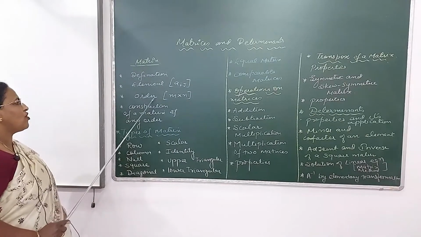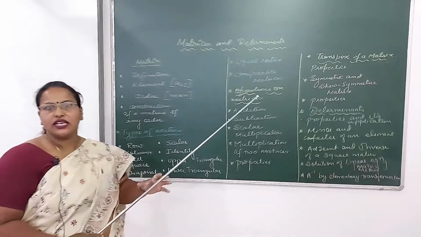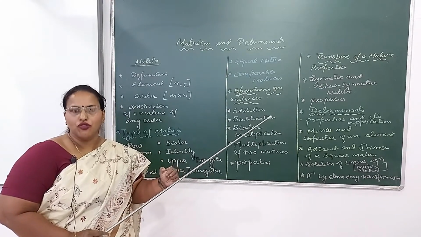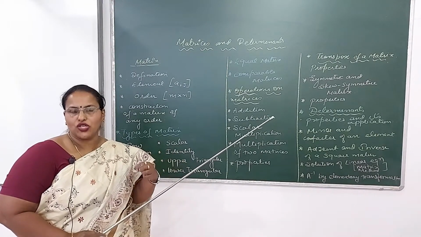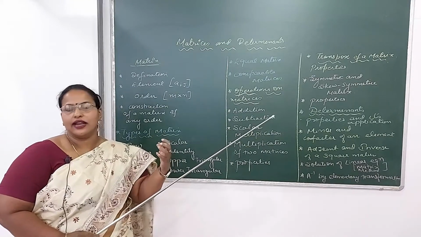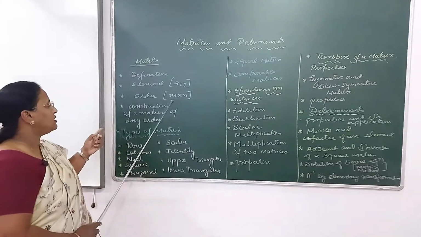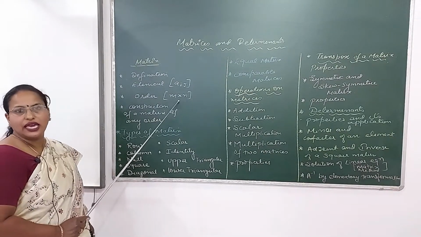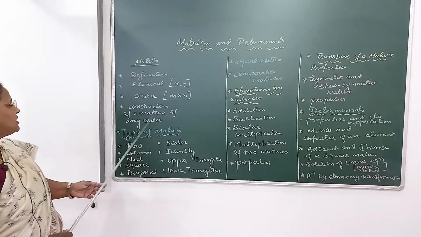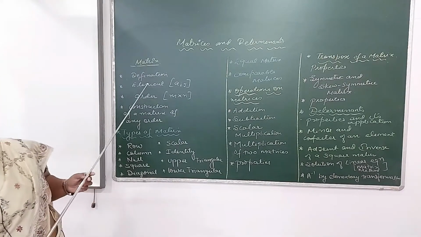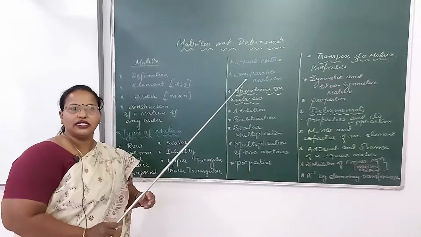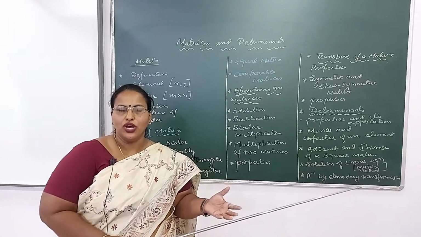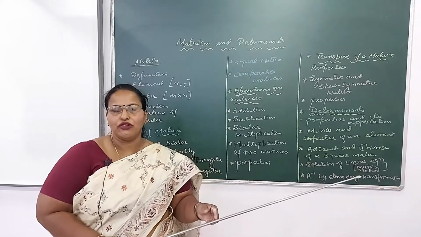Then next comes the order of the matrix. If a matrix is having 3 rows and 4 columns, then the order of the matrix will be 3 by 4. We write it as 3 cross 4, but it is read as 3 by 4. So if a matrix is having m rows and n columns, then the order of the matrix will be m by n. Okay. Now the next is how to construct a matrix of any order. Now the rough structure of a matrix I have told you in my last video. Like if a matrix is of order 3 by 4, then the matrix is having 3 rows and 4 columns.